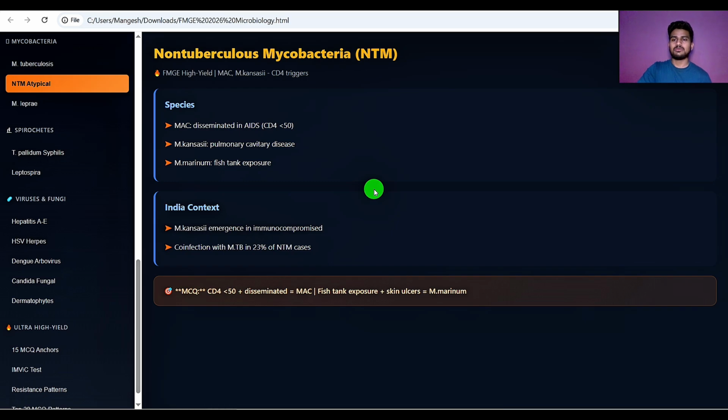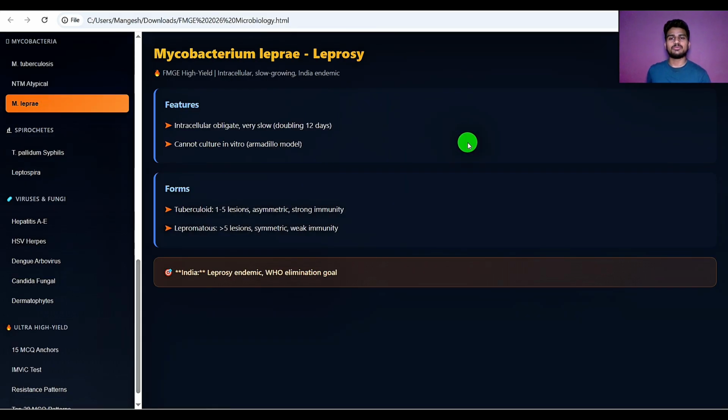The next is about the Indian context. Non-tuberculous mycobacteria emerge in immunocompromised patients, like patients who have acquired immunodeficiency syndrome or severe combined immunodeficiency disorder and all those kinds of things. There can be a co-infection with Mycobacterium tuberculosis. Whenever there is a Mycobacterium tuberculosis infection, there is a 23 to 30% chance that the patient might have non-tuberculous infection as well.